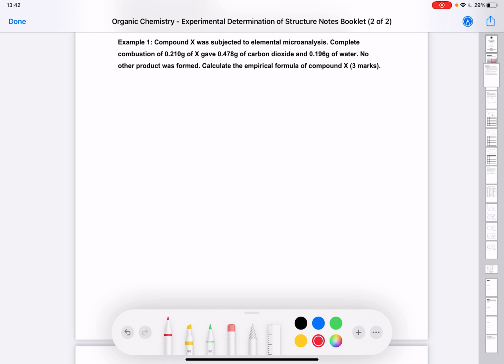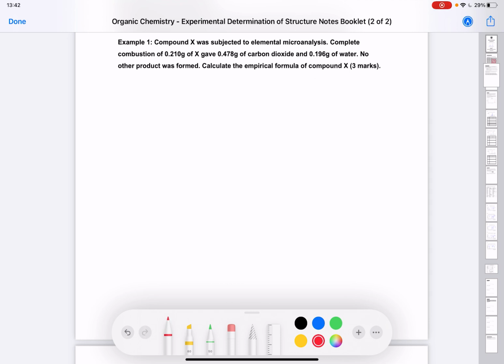So when we are looking at this, we know from the products that are formed that carbon must be present in compound X and hydrogen must be present in compound X, because the carbon in the carbon dioxide and the hydrogen in the water must have come from compound X. It's not clear if compound X also contains oxygen. That's something that we'll be able to find out just a little bit later on as we get into the question.